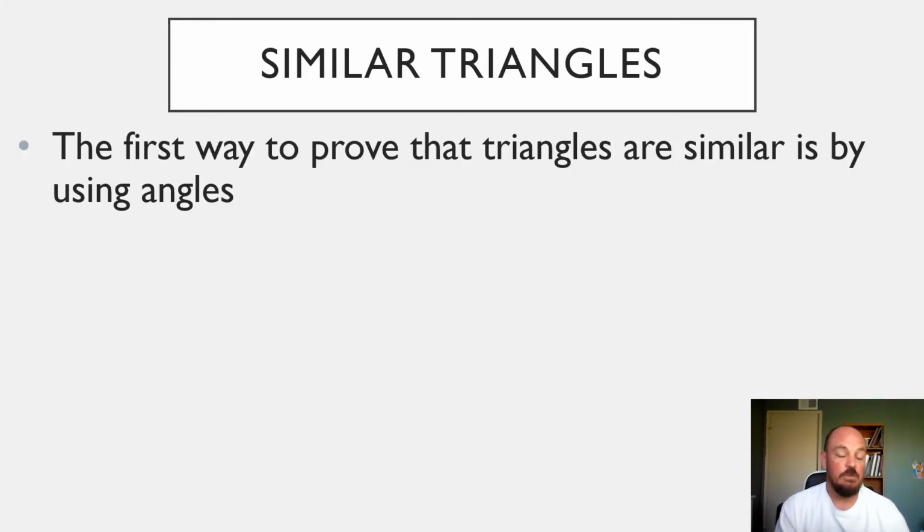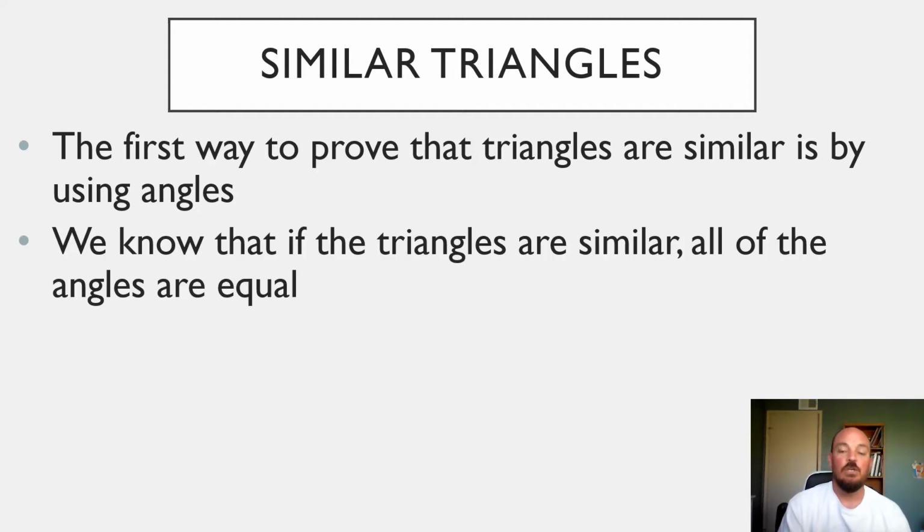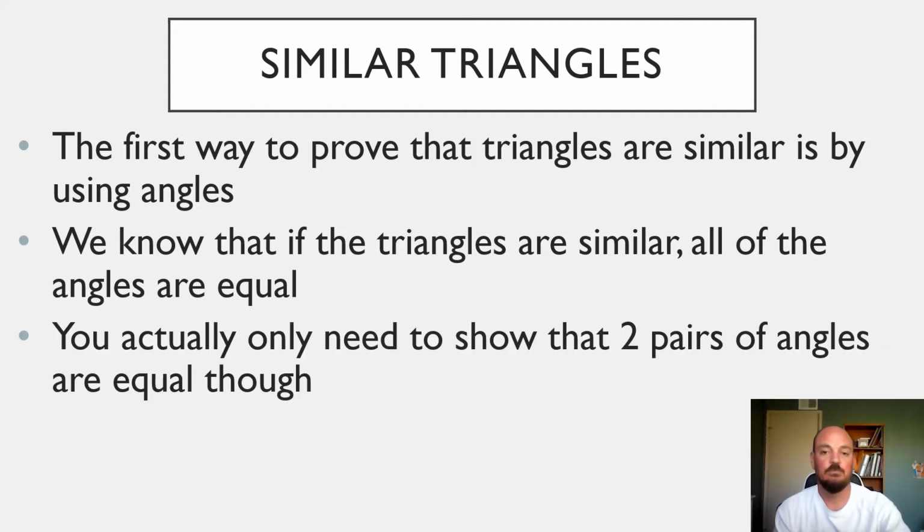Now, the first way to do that is using angles only. So we know that if the triangles are similar, the angles are congruent. That actually works backwards also. So if we can show the angles are congruent, it means the triangles are similar. And also, based on something we learned earlier this year, you really only need to show 2 of them.